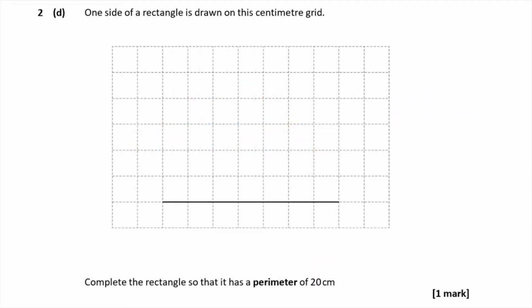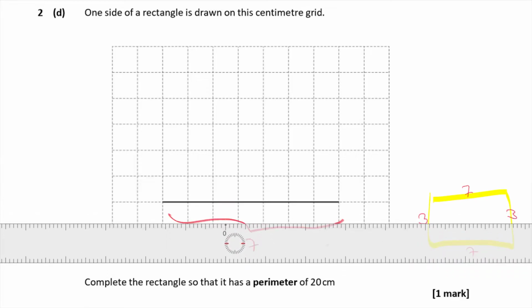And part D says one side of a rectangle is drawn on the centimetre grid. Complete the rectangle so it has a perimeter of 20 centimetres. Okay, so the perimeter is going to be the sum of all 4 sides, isn't it? So I've got like 1, 2, 3, 4 sides, adding up to 20. Now the bottom side that's already drawn from here to here, look, can you see that's like 1, 2, 3, 4, 5, 6, 7 squares in width, isn't it? So if that's 7, that's going to be 7. 7 and 7 is 14. So the other 6 is going to have to come from the other 2 sides. They're going to have to be 3 and 3 then, aren't they?